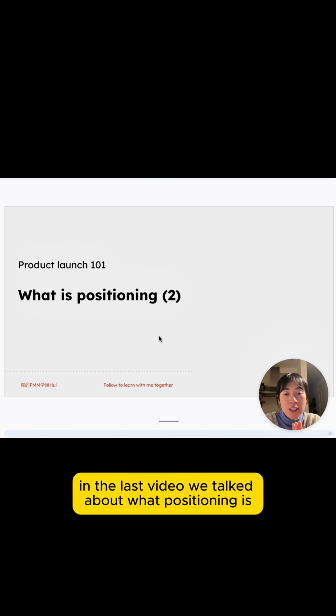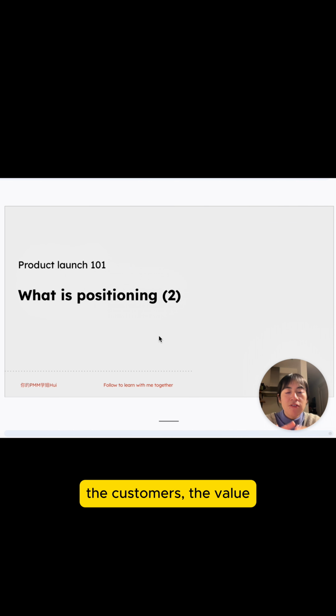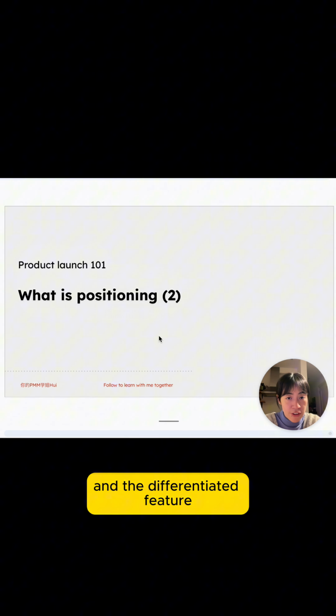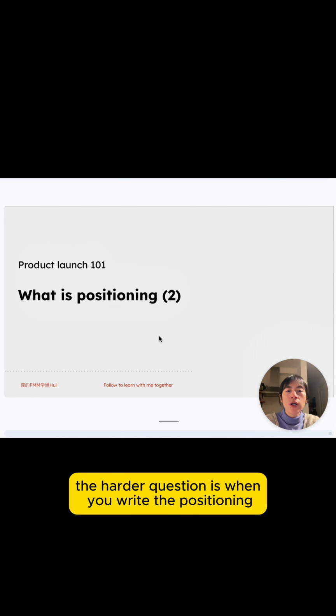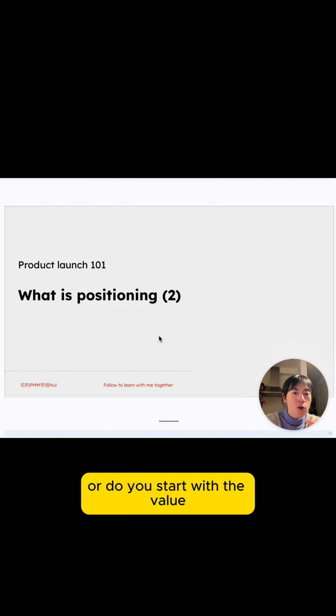In the last video, we talked about what positioning is, and today we're going to talk about the components. So there are five components. These are the market category, the customers, the value, the differentiated feature, and the competitive advantages. However, the harder question is when you write the positioning, where do you start? Do you start with the market category or do you start with the value?